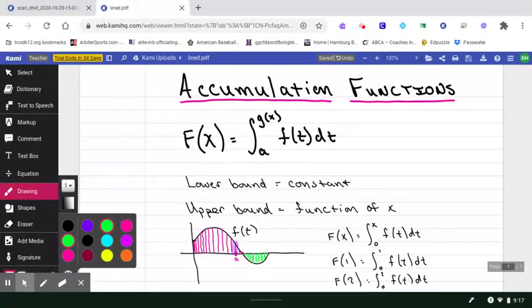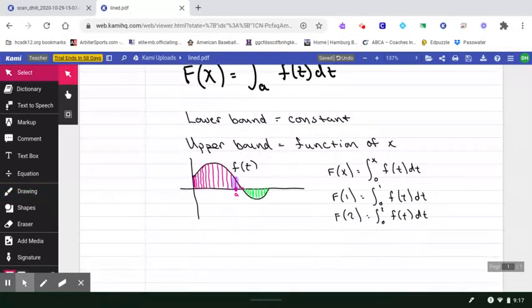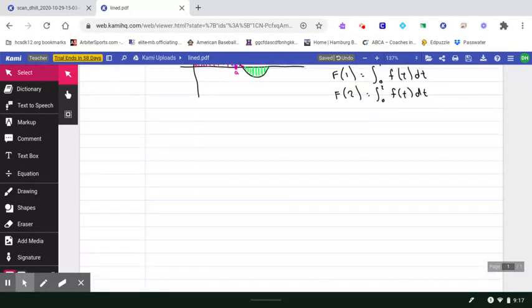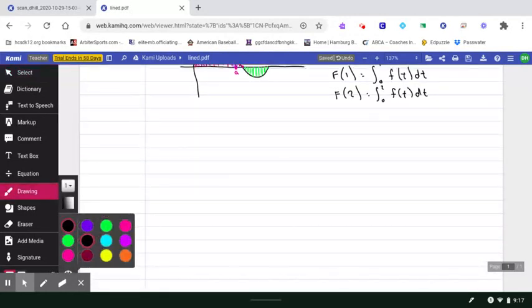Okay, so the pink shaded section represents capital F increasing, and the green section represents capital F decreasing. And just to tie this in, we're basically going to take everything we did in our previous lesson, which was called the second fundamental theorem of calculus. We're going to tie it all together because it's going to make one monster topic.